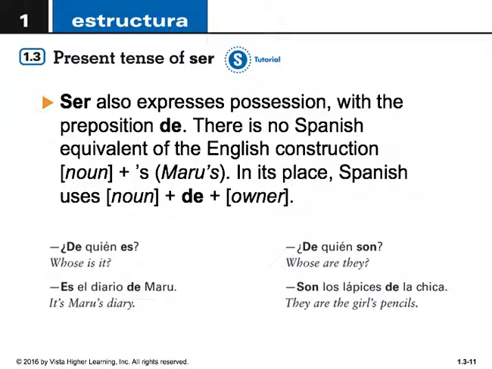Ser also expresses possession with the preposition de, meaning of, or sometimes meaning from. There is no Spanish equivalent of the English construction noun with apostrophe s, for example, Maru's, or the student's, whatever, Linda Livingstone's house. In its place, Spanish uses noun plus de plus the owner. For example, ¿de quién es? Whose is it? Es el diario de Maru. It's Maru's diary. ¿O de quién son? Whose are they? Son los lápices de la chica. They are the girl's pencils, or quite literally, they are the pencils of the girl.